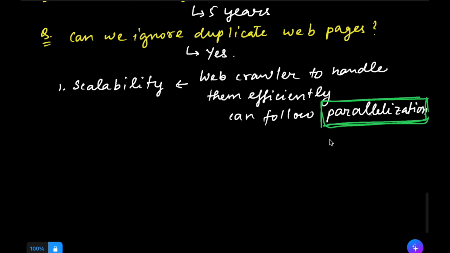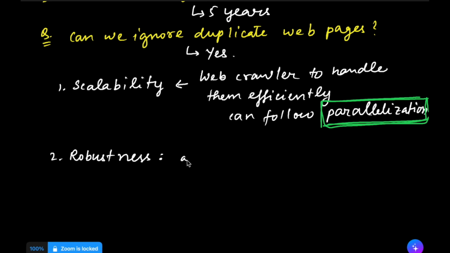Second is robustness. What does robustness mean here? The web pages may be full of traps, the server may have crashed, or there may be malicious links all over the internet. So your web crawler must handle those edge cases.